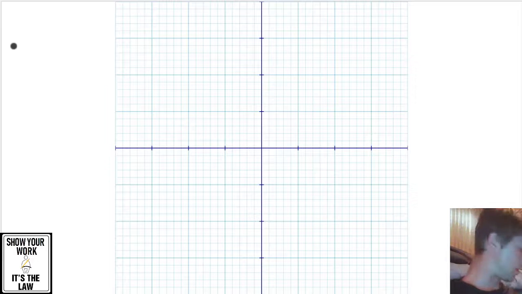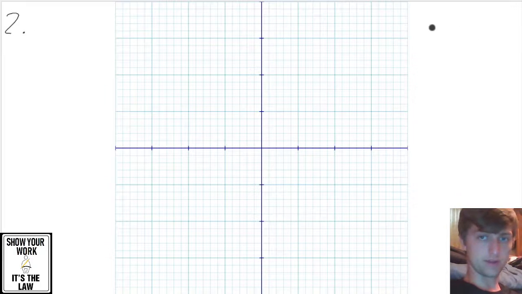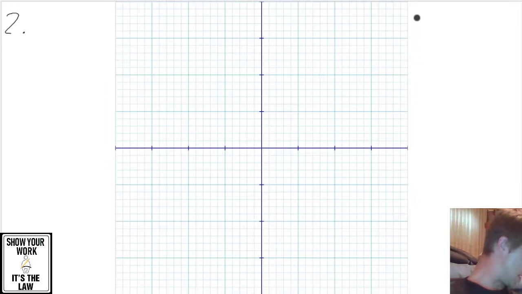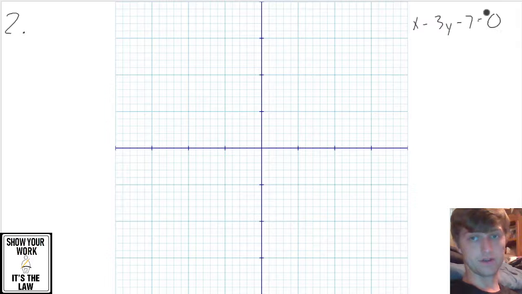Okay, so I'll go ahead and do question 2. Always start by rewriting the problem. Question 2 says x minus 3y minus 7 equals 0. Get y by itself. So what's happening to y? It's getting multiplied by negative 3 and then added by negative 7 and added by x.